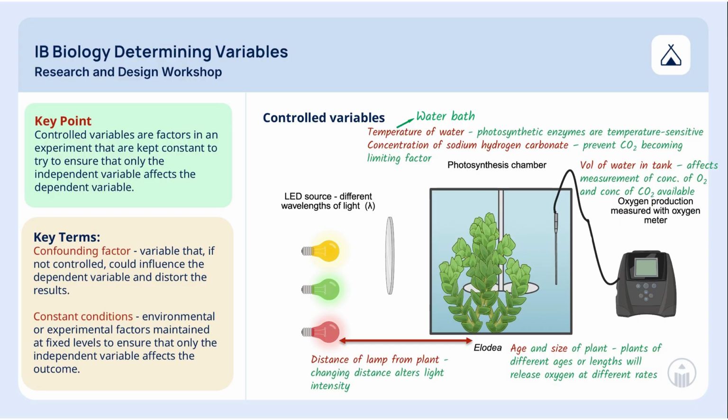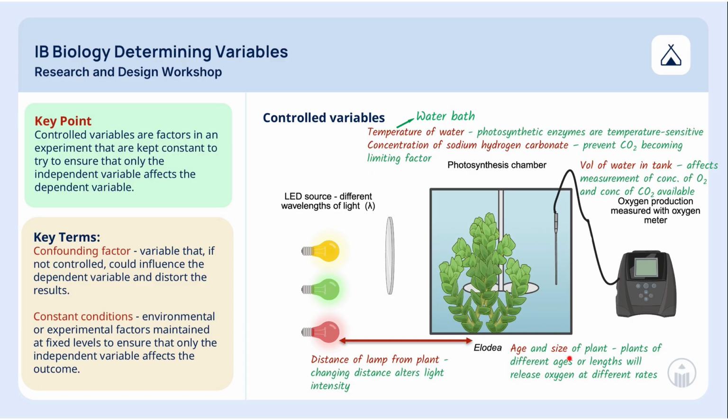The distance between the lamp and the plant also needs to be fixed, as changing the distance alters light intensity, which would interfere with the effect of wavelength. The concentration of sodium hydrogen carbonate must be kept the same in every trial to provide a consistent supply of dissolved carbon dioxide and prevent carbon dioxide from becoming a limiting factor.